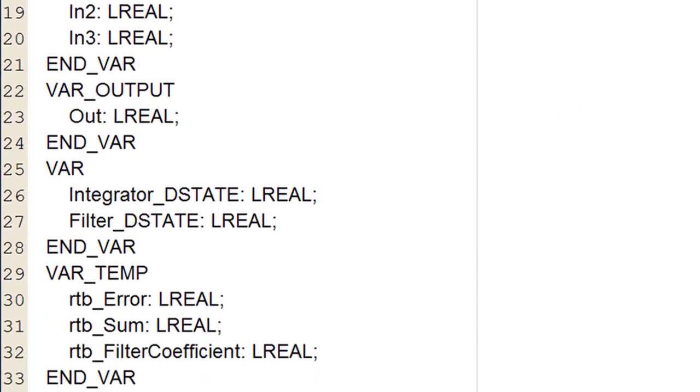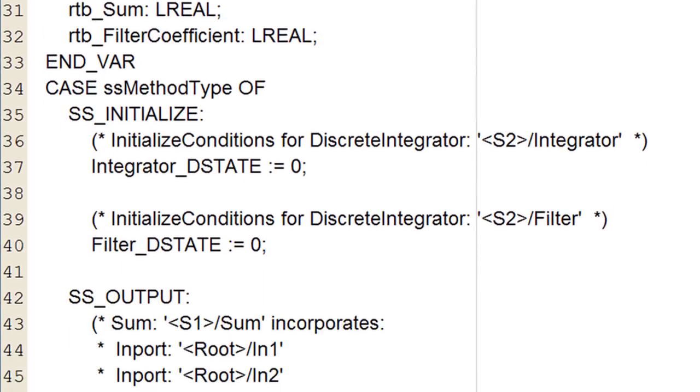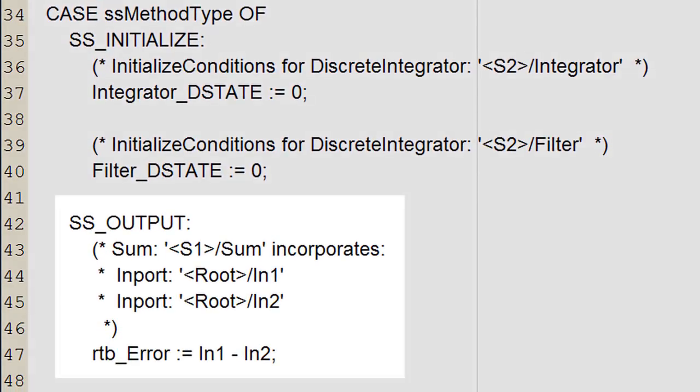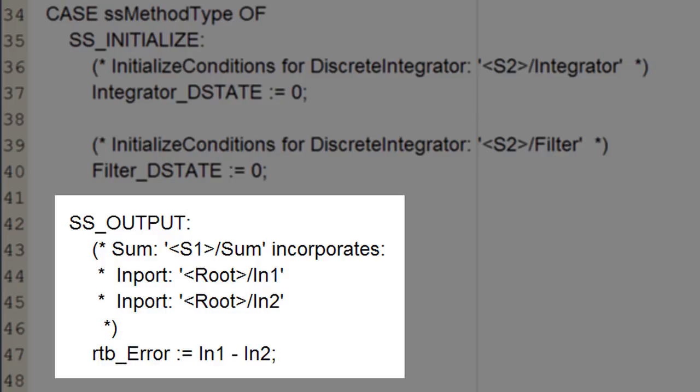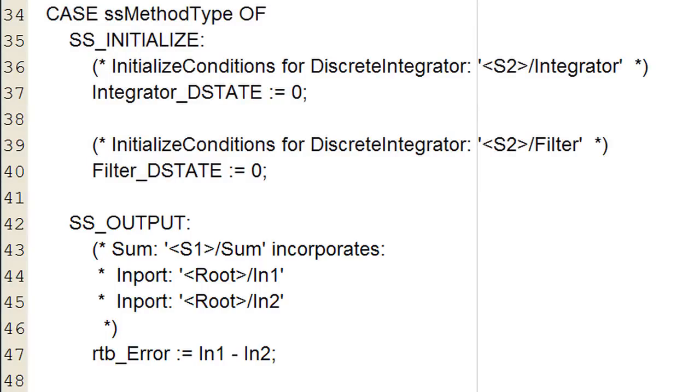Built-in optimizations reduce memory size and improve execution speed. Note the conciseness and clarity of the code with clear comments that aid code readability and allow you to trace back to the model.